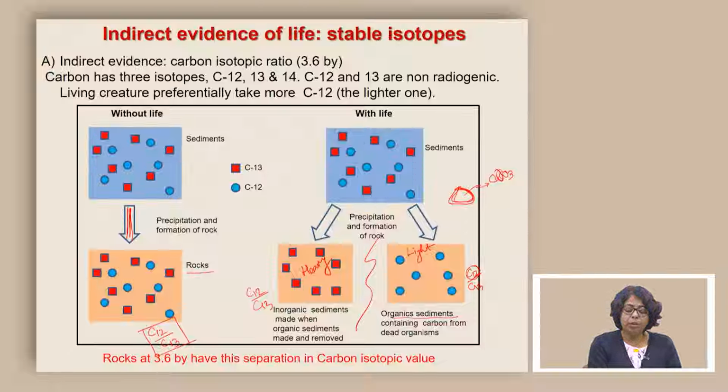Now, when we look at the rocks from 3.6 billion years ago, we do find this separation in carbon isotopic values. We find quite light carbon isotopic values in many of the rocks, which directly tells us that they have been biologically developed. So, maybe biology contributed in creating some of these rocks, and these rocks are all Archean rocks. So, this is one of the strongest indirect evidences of life using stable isotopes.